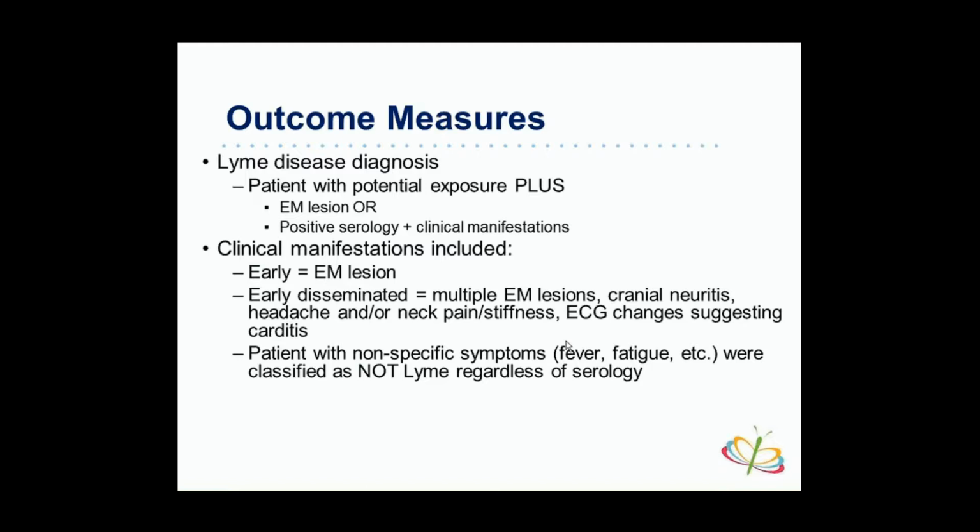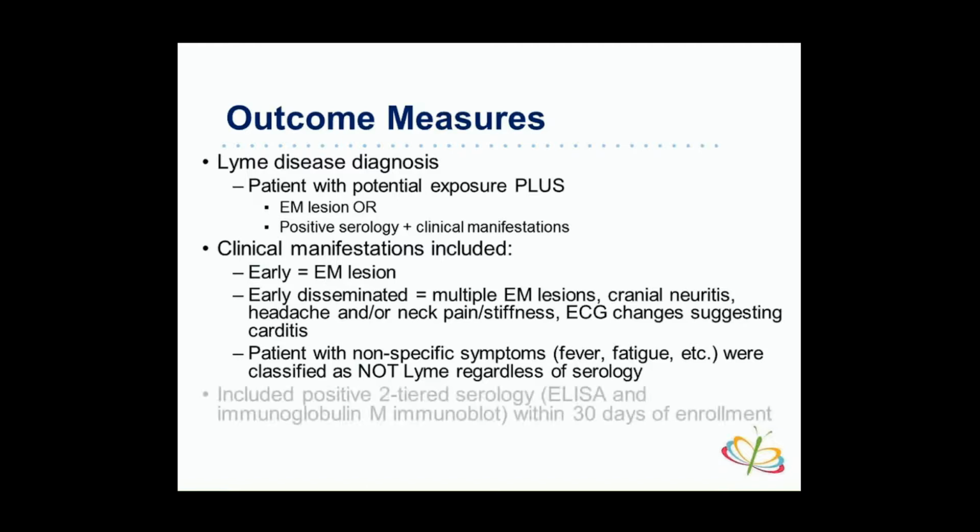Finally, positive 2-tiered serology that was performed within 30 days of enrollment was included to capture patients who seroconverted later. Positive testing was considered either positive or equivocal ELISA, followed by a positive immunoblot. An IgM immunoblot alone was needed if the duration of the symptoms was less than 30 days or the patient had symptoms consistent with Lyme.